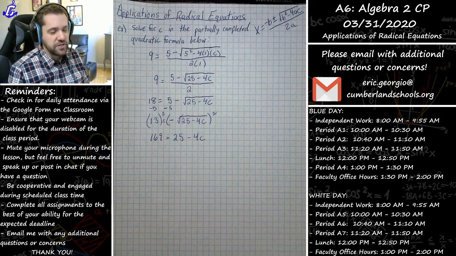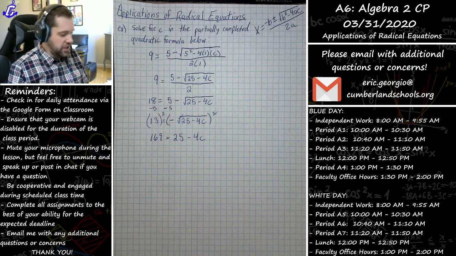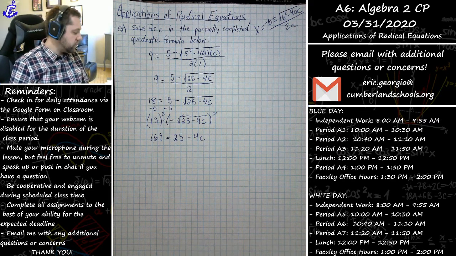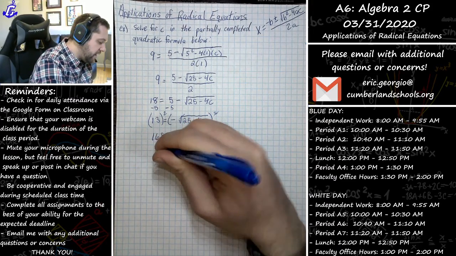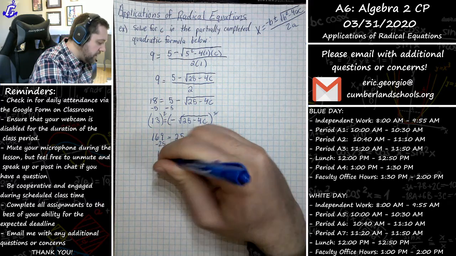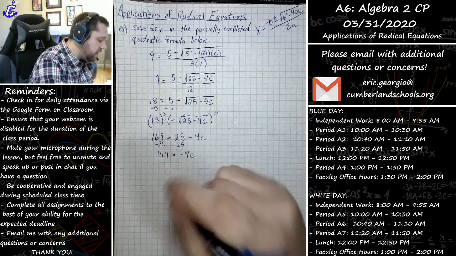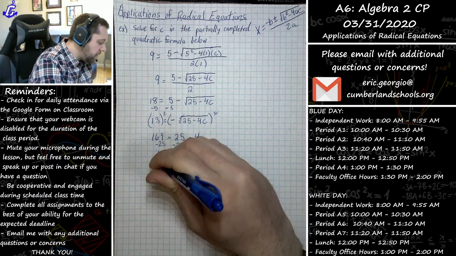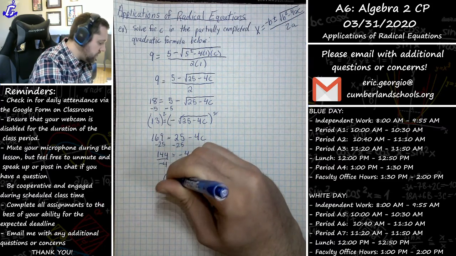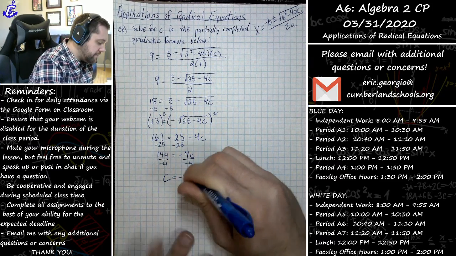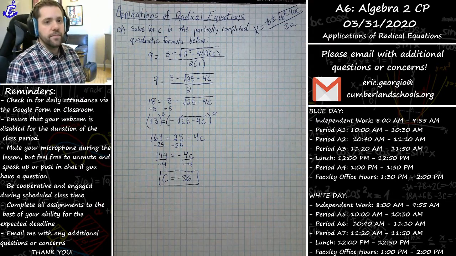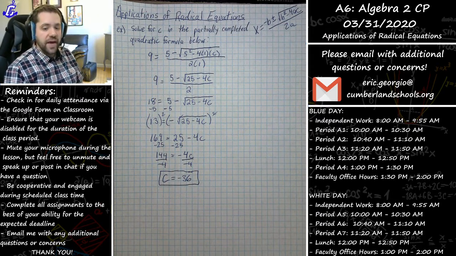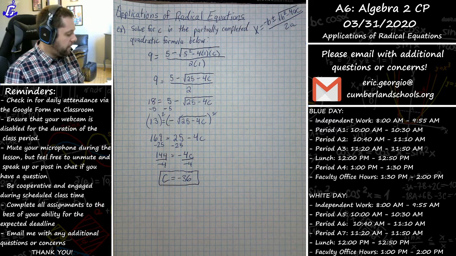Again, if you do have a question, feel free to interrupt or type it in chat. Now it's just Algebra 1 territory, though. We can go ahead and subtract 25 from both sides. I get 144 is equal to negative 4c. Divide both sides by negative 4, and you get that c should equal negative 36. Okay? So that's the value of c that would actually make this quadratic formula work out.